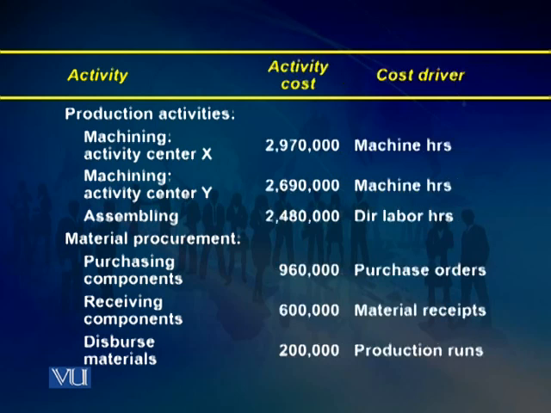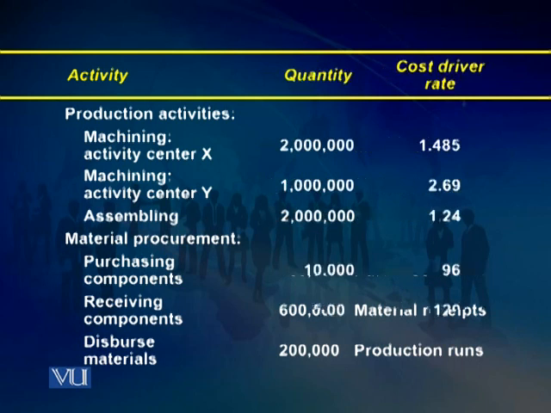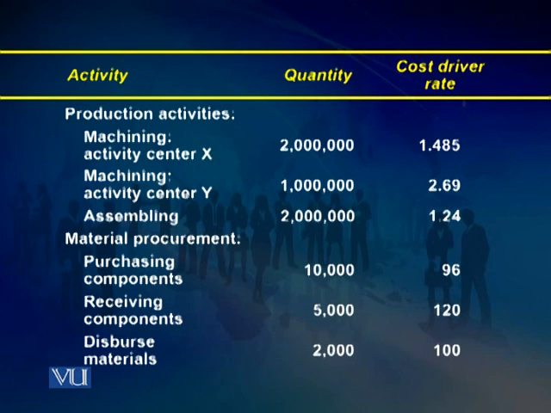For dispersing of materials, the materials are usually dispersed to production. The 200,000 cost allocated to this activity is going to have as a cost driver the production runs. Every time there's a different production run, you need to transfer material or disperse material to the production department. The quantity of production runs is 2,000. So this gives the cost driver rate for dispersing of materials as 100.